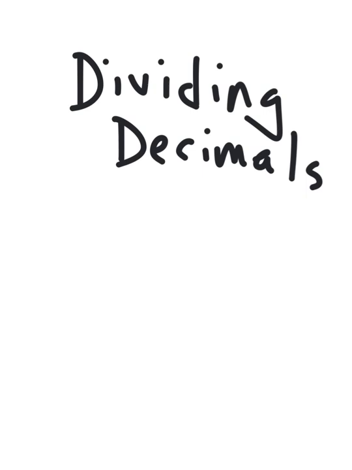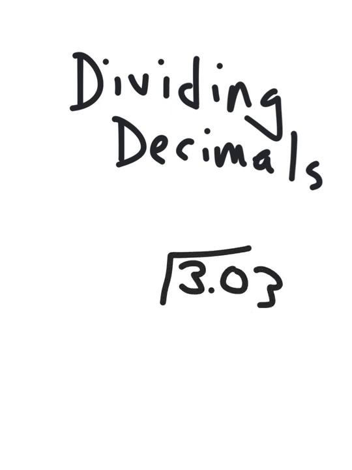Hello, sixth graders. Today we're learning how to divide decimals. First, you'll probably see something like 3.03 divided by 2.5.